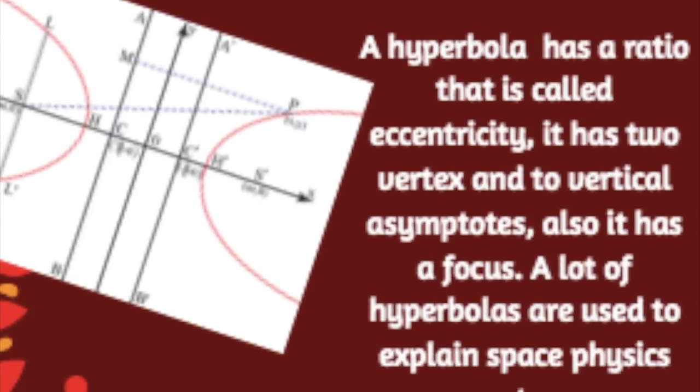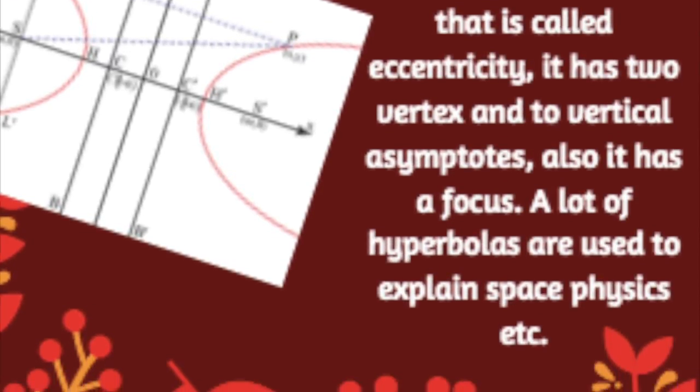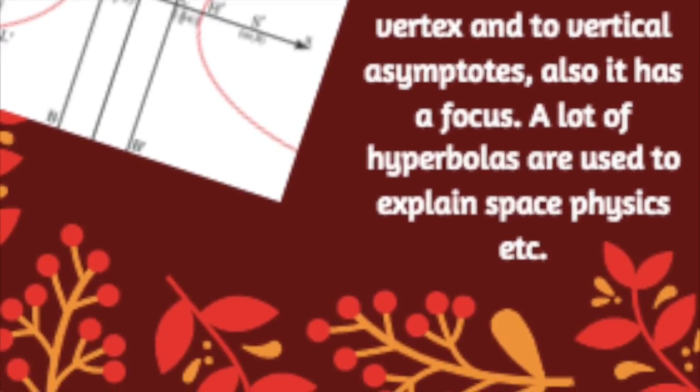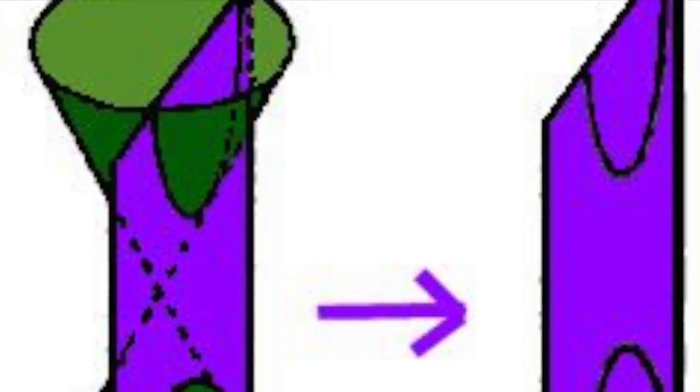A hyperbola has a ratio that is called eccentricity. It has two vertices and two vertical asymptotes. It also has two foci, and a lot of hyperbolas are used to explain space physics, and you use a lot of hyperbolas in everyday applications.